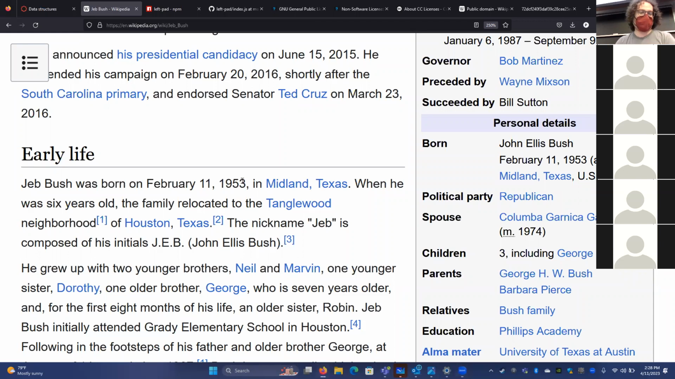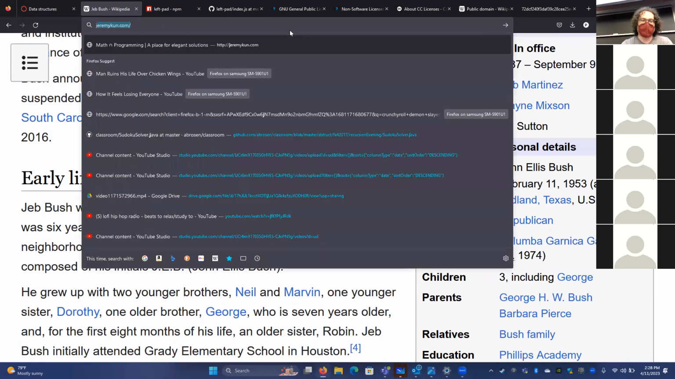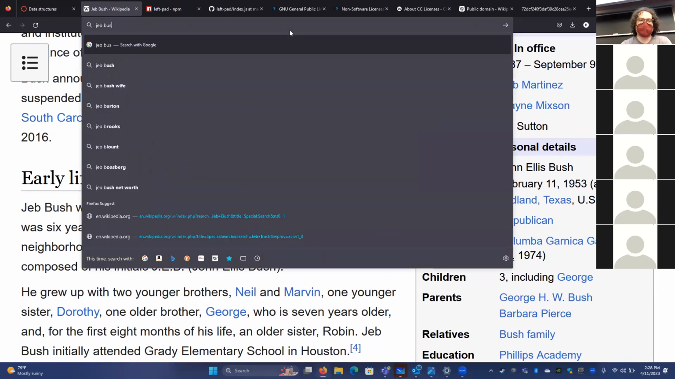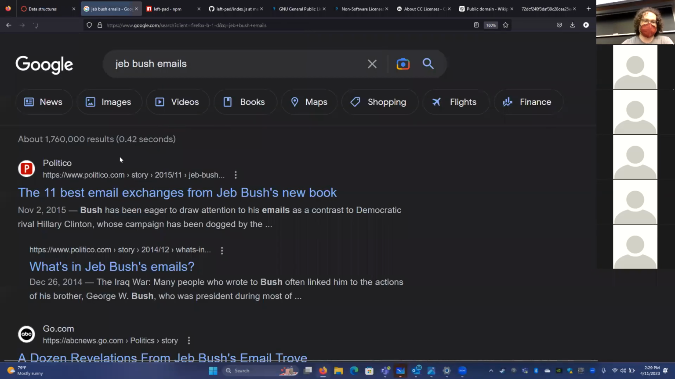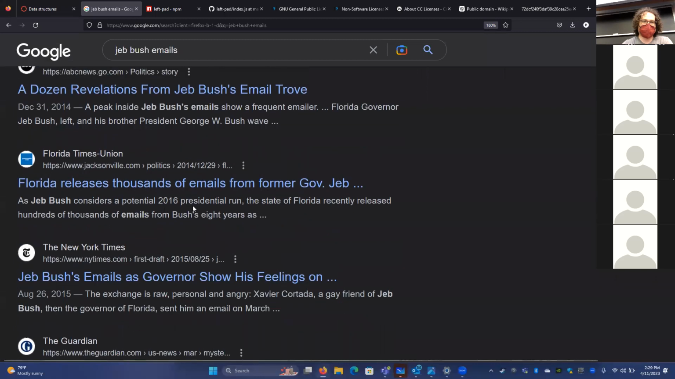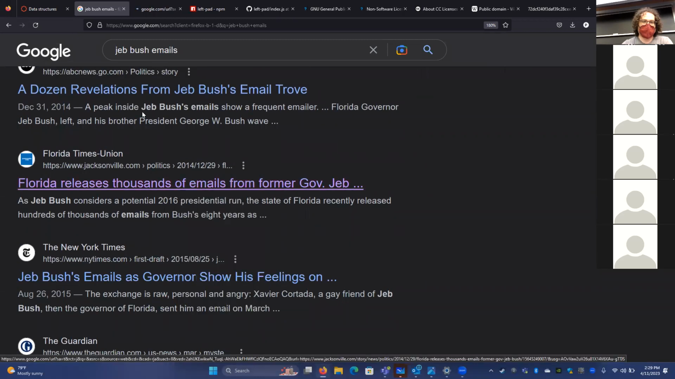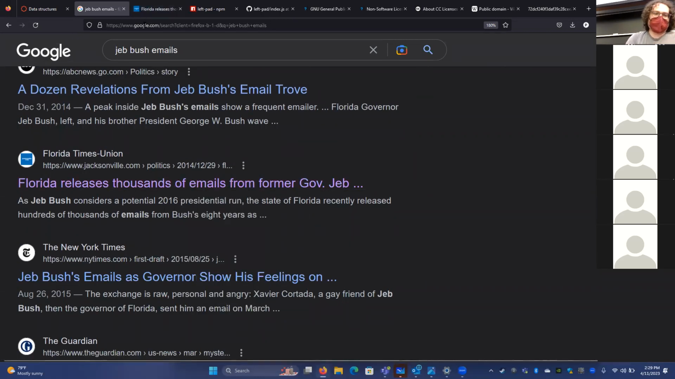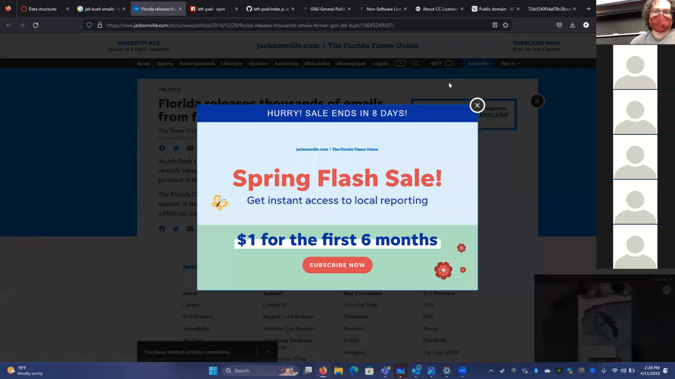So this was, oh no, this is not about buying a website domain. This is in fact about this. So Jeb Bush, emails. So let's see. So there we go. Jeb Bush releases thousands of email. Florida releases thousands of email from former Governor Jeb Bush.